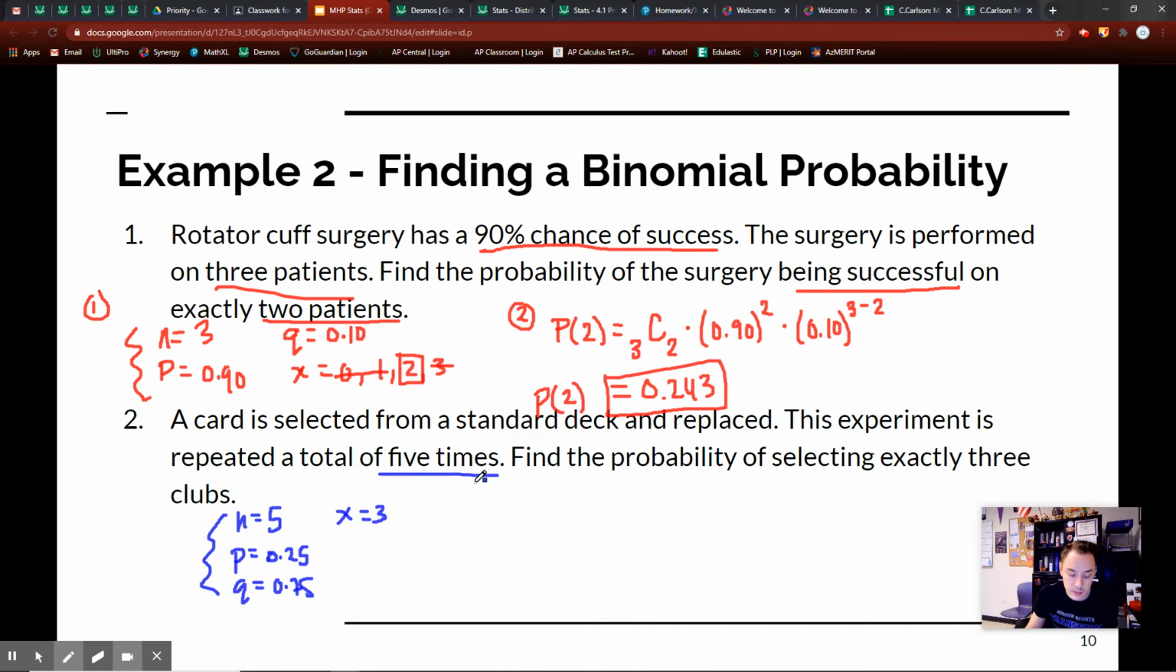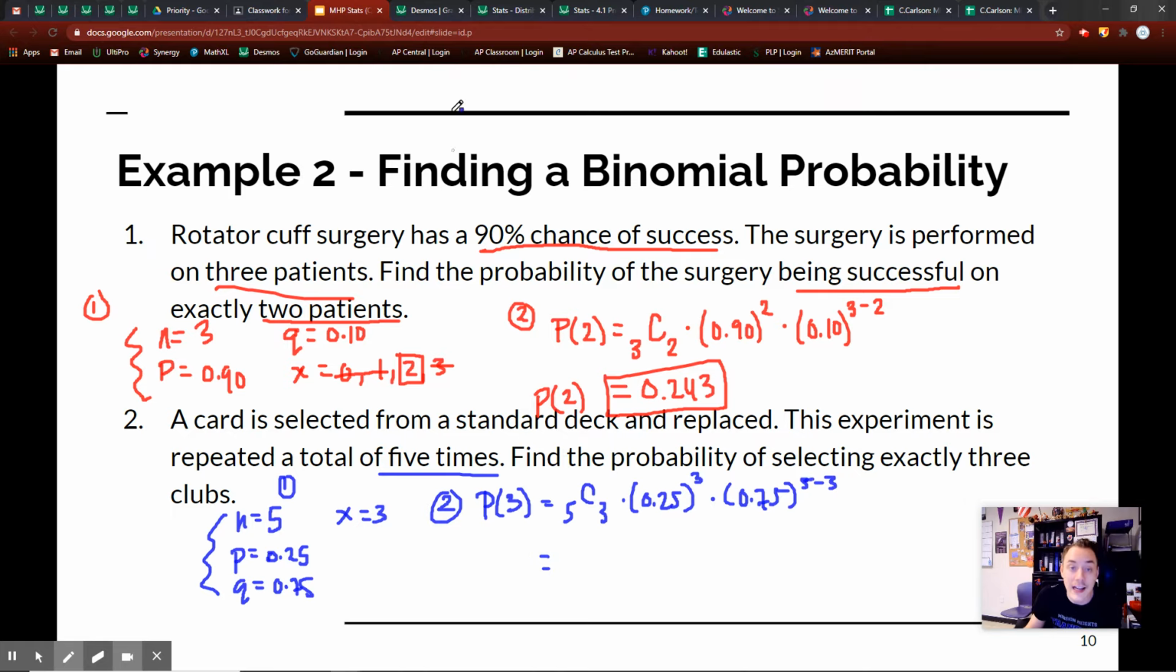Okay, so what this will look like now, after I listed it all out, that's my first step. After I listed it all out, my second step is the probability of exactly 3 equals 5C3, then times 0.25 to the 3rd power times 0.75 to the 5 minus 3.